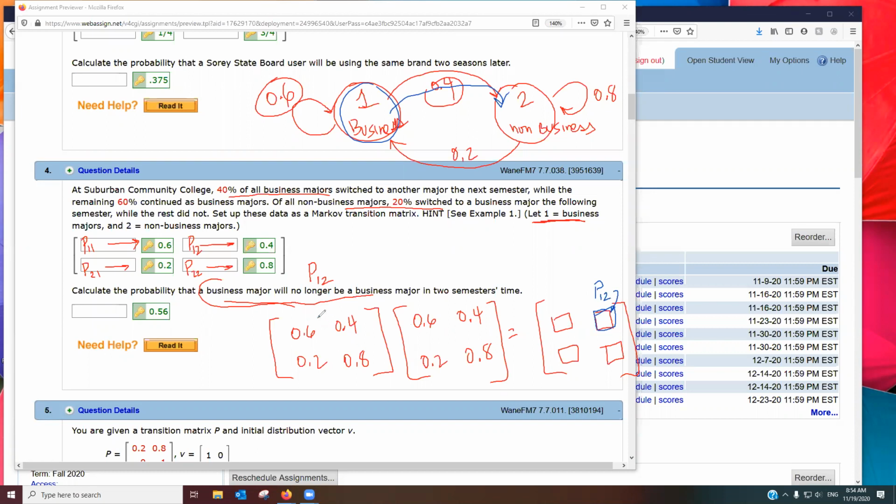If you remember matrix multiplication, to get that answer, I just have to take this row and multiply it by that column. So let's do it. 0.6 times 0.4 plus 0.4 times 0.8. And if you work this out in your calculator, it's 0.56. So the probability that a business major will change to be a non-business major after 2 semesters is about a 56% probability. All right, let's do a couple more examples.